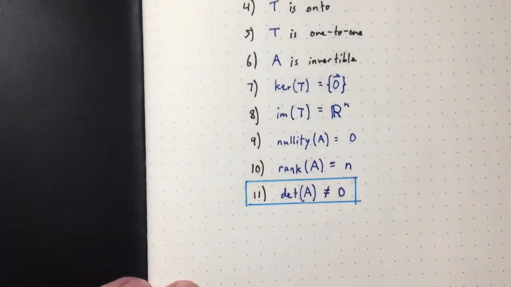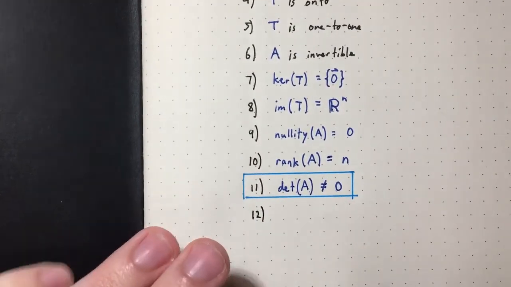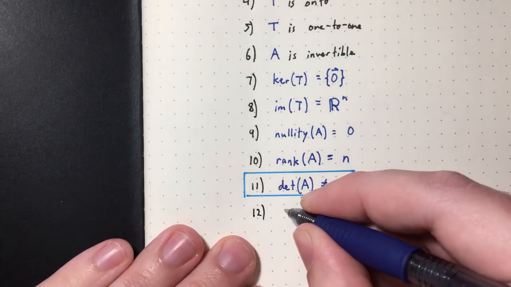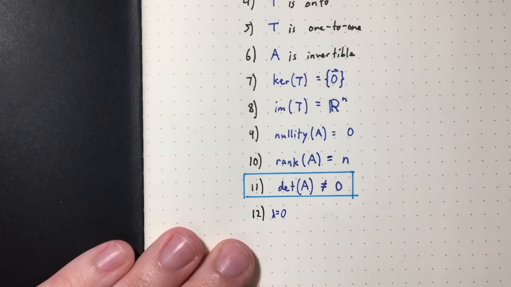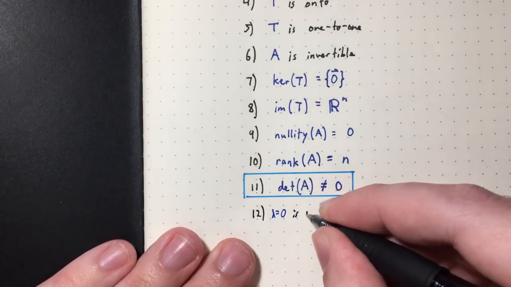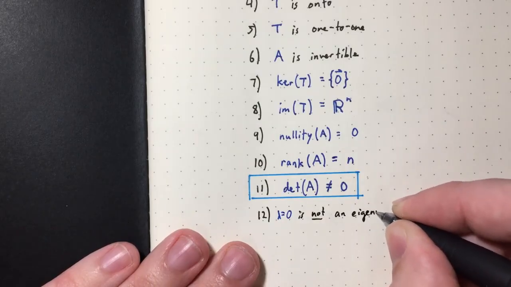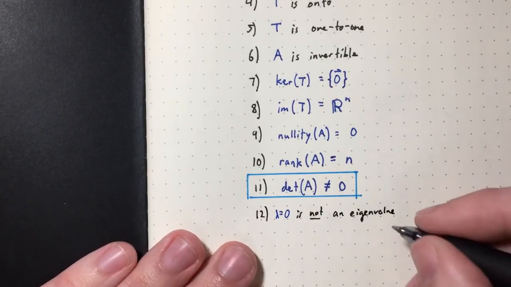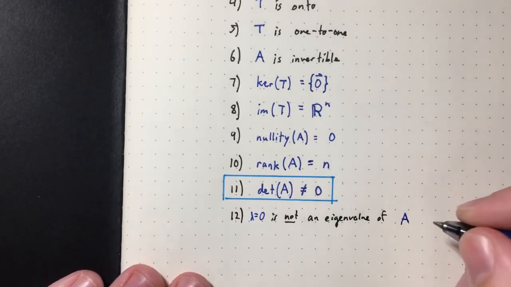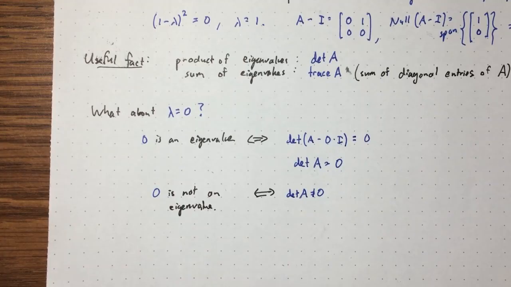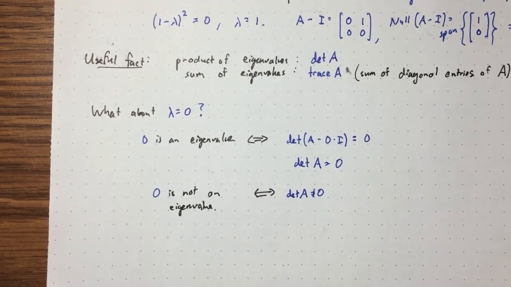Okay. So if all these things are true, or if any of them are true, then we can say that 0, so lambda equals 0, is not an eigenvalue of the matrix A. Okay, so there's a lot more to say about eigenvectors, but let's leave it at that for now.